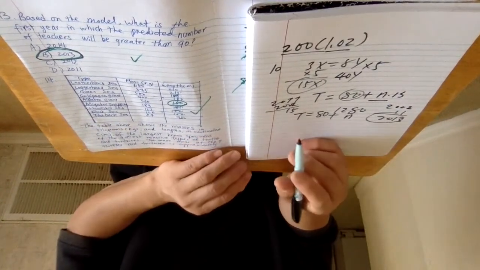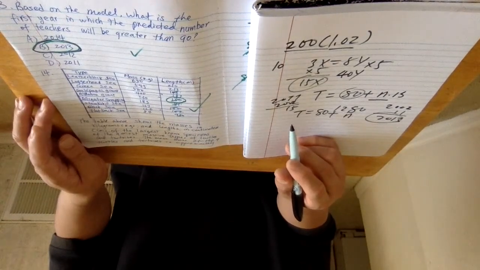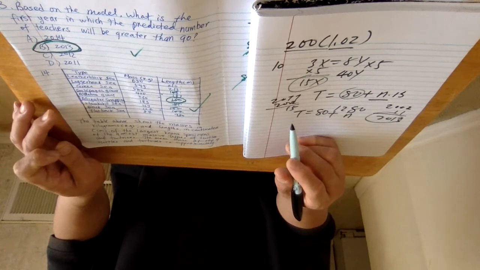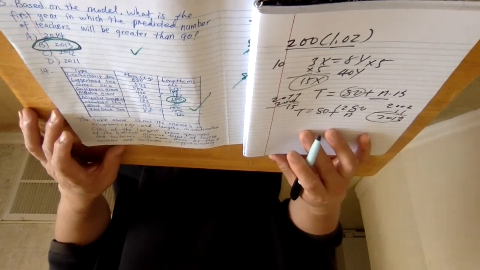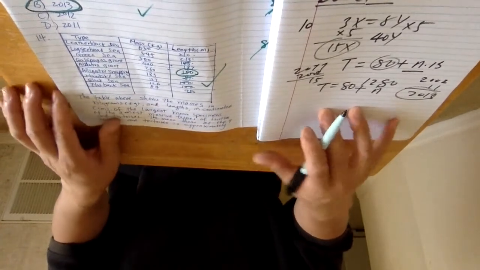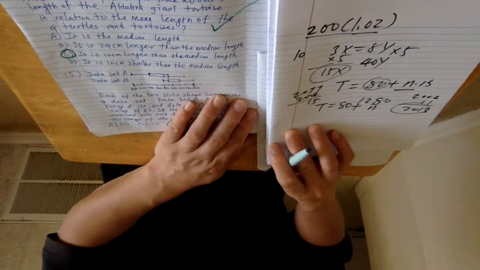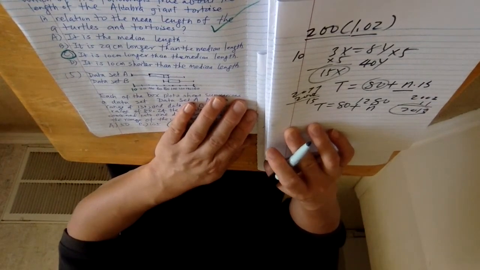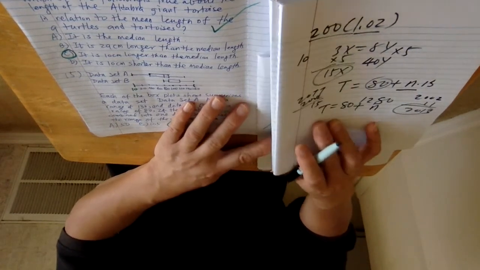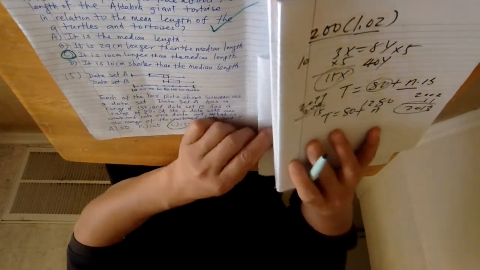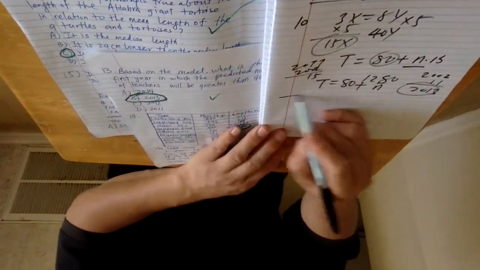Number 14. The table above shows the mass in kilograms and length in centimeters of the largest known species of turtles and tortoises. The mean mass of the nine turtles and tortoises is approximately 331 kilograms. The mass of the Aldabra giant tortoise is close to the mean mass. Which of the following is true about the length of the Aldabra giant tortoise? Let's see here.